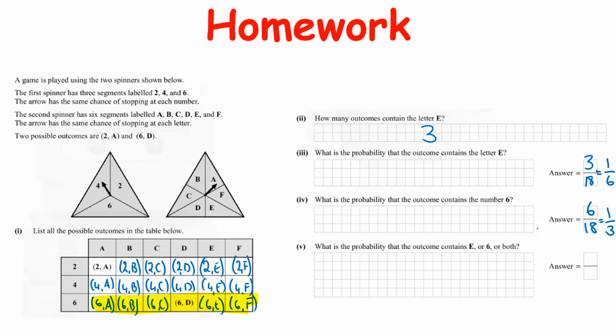Then it says, what is the probability that the outcome contains an E or a 6? This is kind of interesting because there are 3 outcomes that have an E and 6 outcomes that have a 6, but there are only 8 outcomes that have either an E or a 6. The reason we're short one is because this one has a 6 and an E, so we can't double count it. So my answer is 8 over 18, which simplifies to 4 over 9. Hopefully that was okay. If you have any questions, please let me know.